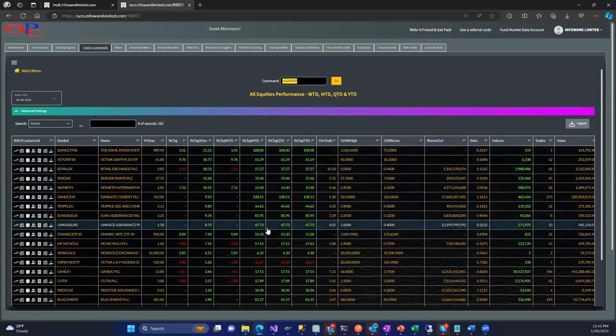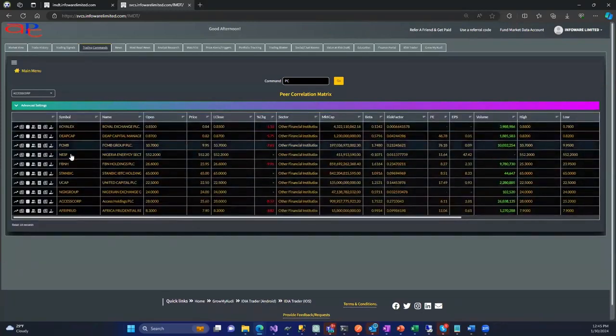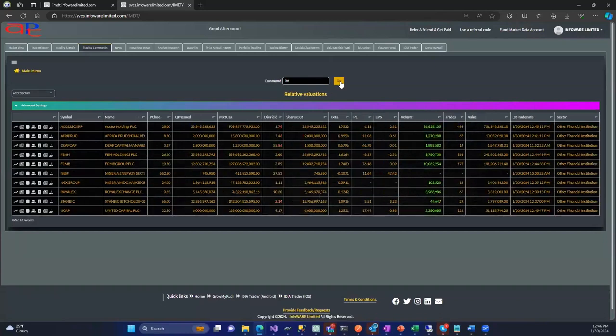Another one that you can do is PC, if I remember correctly. PC is a peer correlation matrix. With a peer correlation matrix, I want to see stocks that are similar to, say, Access Corp. I select that, and it automatically shows me, because Access Corp is a holding company, these other entities that look similar to it. There are hundreds of commands. These are just some of my favorites. Another one is relative valuation, and people that use Bloomberg will understand some of these things. So that's another one there.